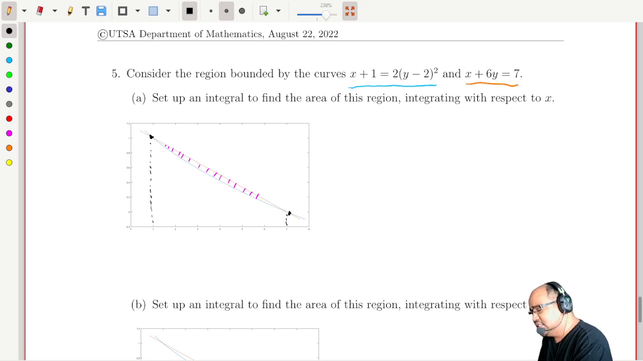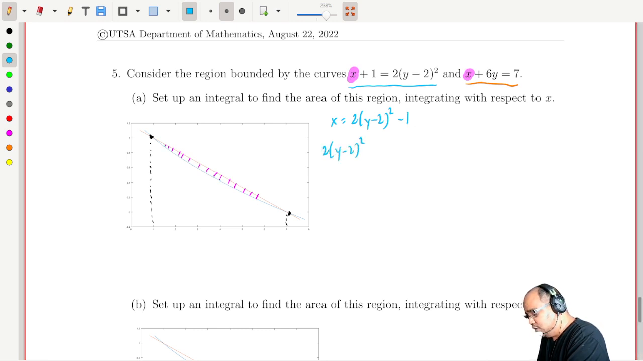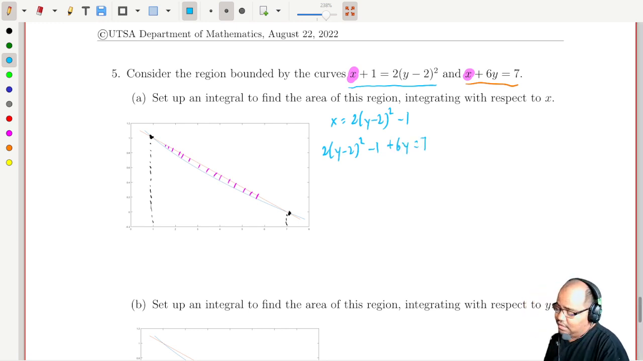I'm going to find it easier to solve the first equation for x, which we'll need in a second anyway. So we'll have x equals 2 times (y minus 2) squared minus 1. And I'm going to substitute that into this other equation here. So this gets substituted there. And when I do that, I'll have 2 times (y minus 2) squared minus 1 plus 6y equals 7. And let's go ahead and solve this equation for y here.